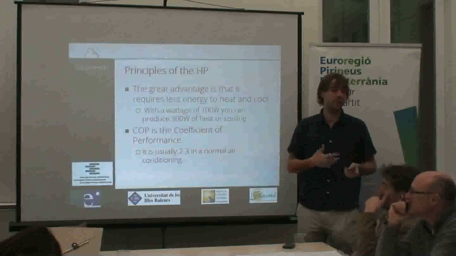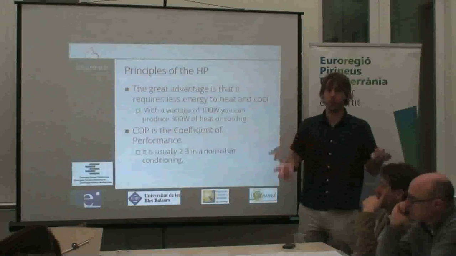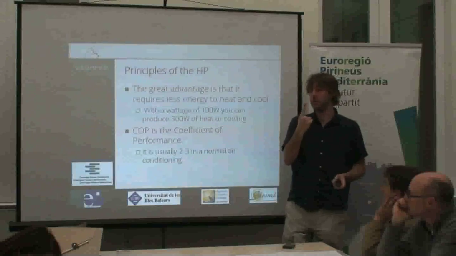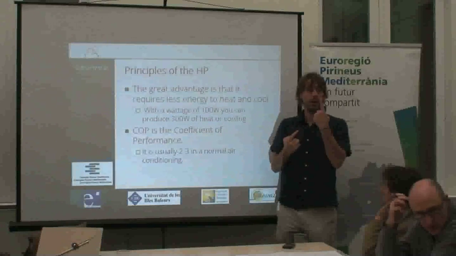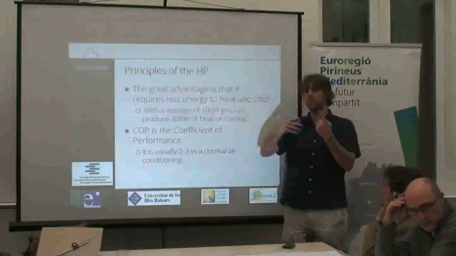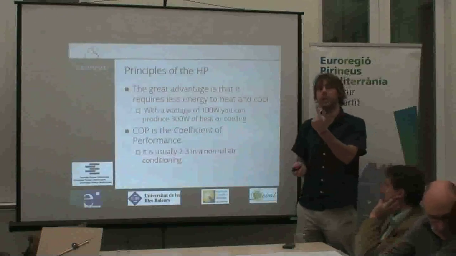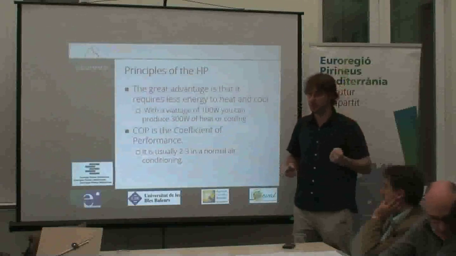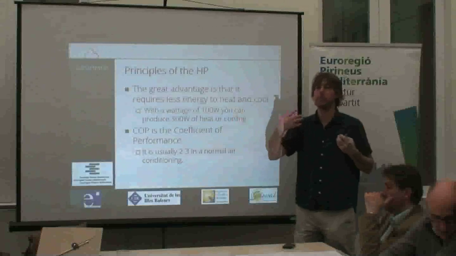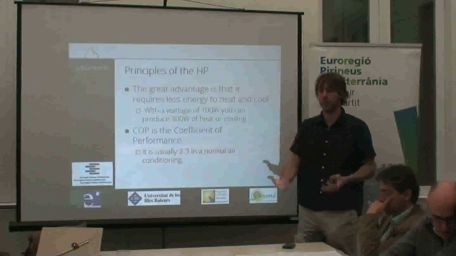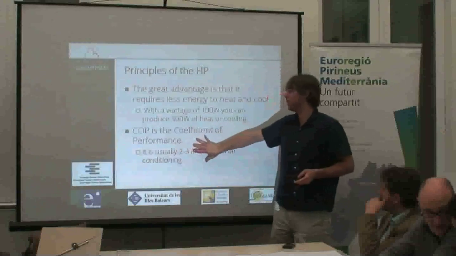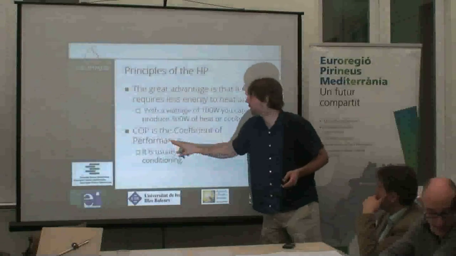Normally, I don't use any units, I don't use kilowatt hour or something, I just say, imagine that you have one energy unit. Okay, with this one energy unit, I can produce three thermal energy. Imagine I have one electricity unit, for example, then I can produce three thermal energy. So it multiplies by three. I have a performance of 300%. This is what I say here. And then this is measured by the COP.